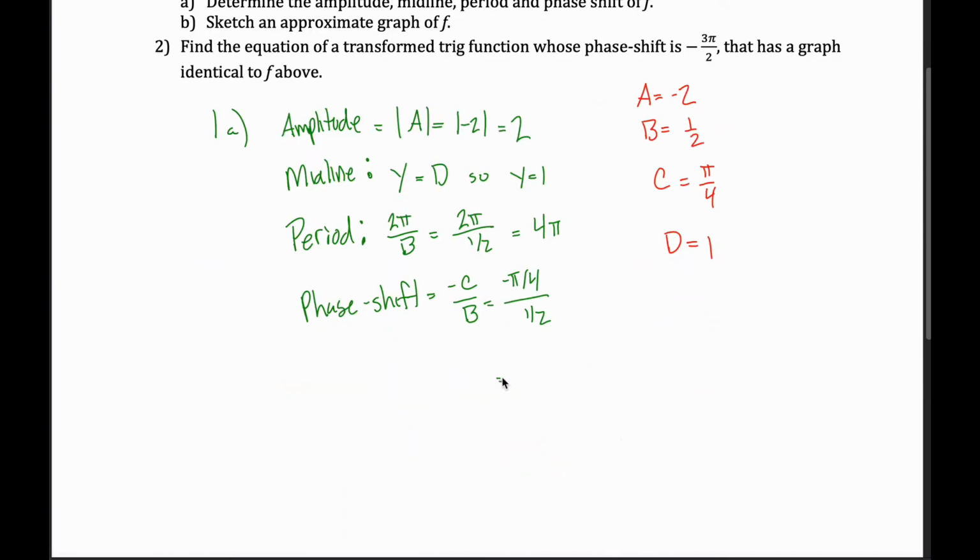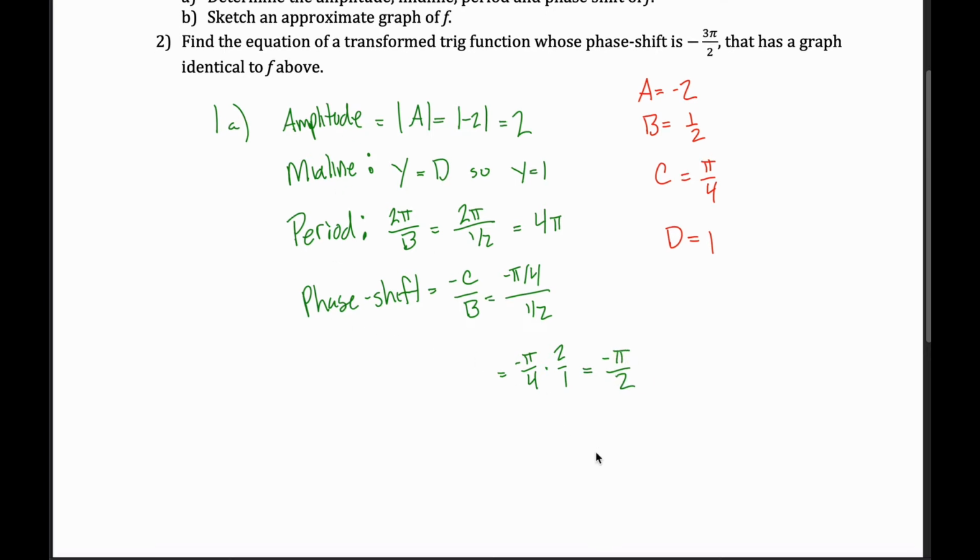Maybe this time I'll show a little bit more work to divide these two fractions. You can multiply by the reciprocal of the denominator. So take this 1/2 and flip it upside down. And now I can either multiply straight across or cancel this 2 with one of these 2's. Either way, what you'll get is negative pi over 2. Now that I have amplitude, midline, period, and phase shift, I can come up with the graph.